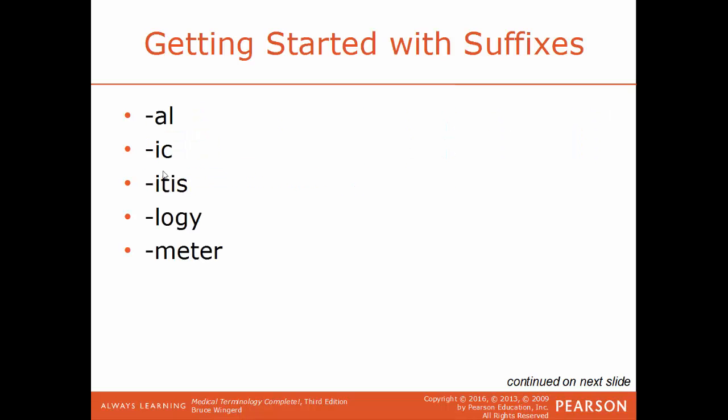Alright, here are some very common suffixes. And one thing you'll notice, if you haven't noticed from the first video, is that there are several suffixes that have the same meaning. It's one of those things where you just have to know what that term is a reference to. Such as the first two, al and ic. Both of those suffixes mean pertaining to.